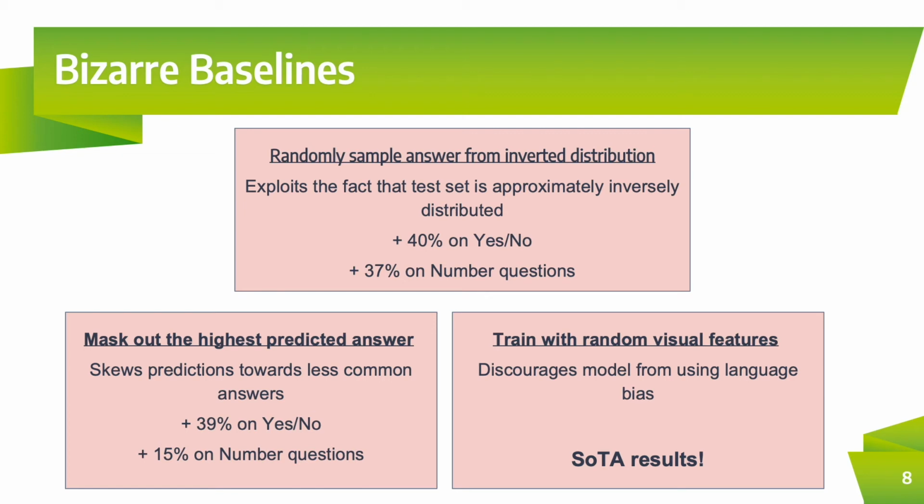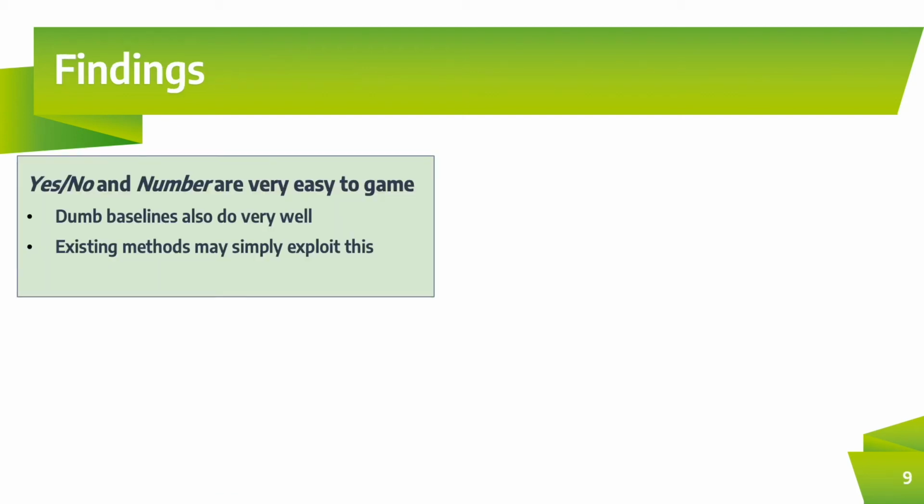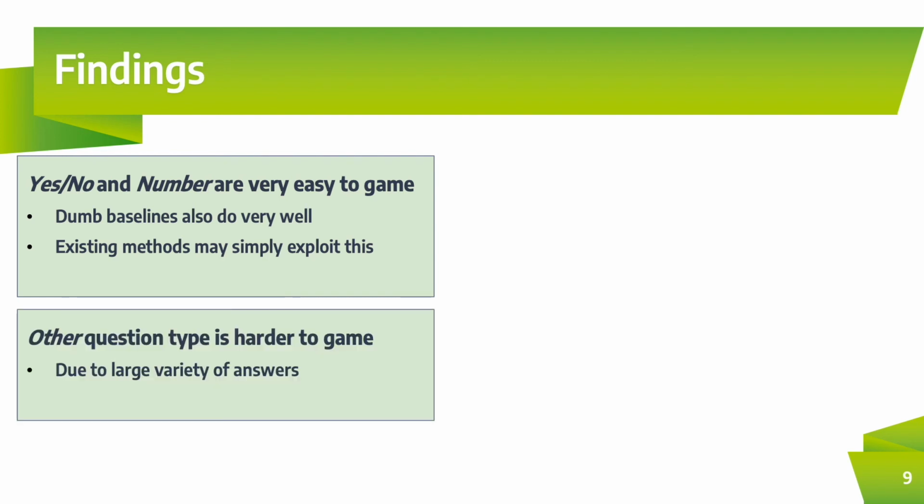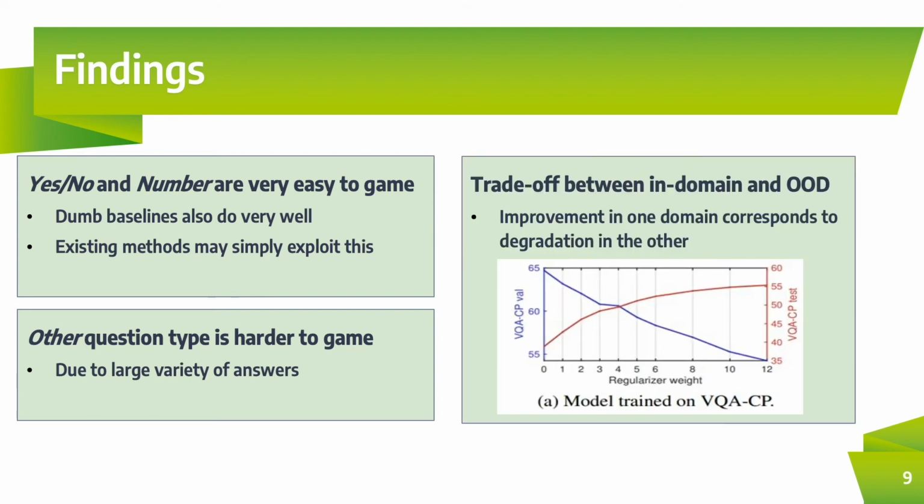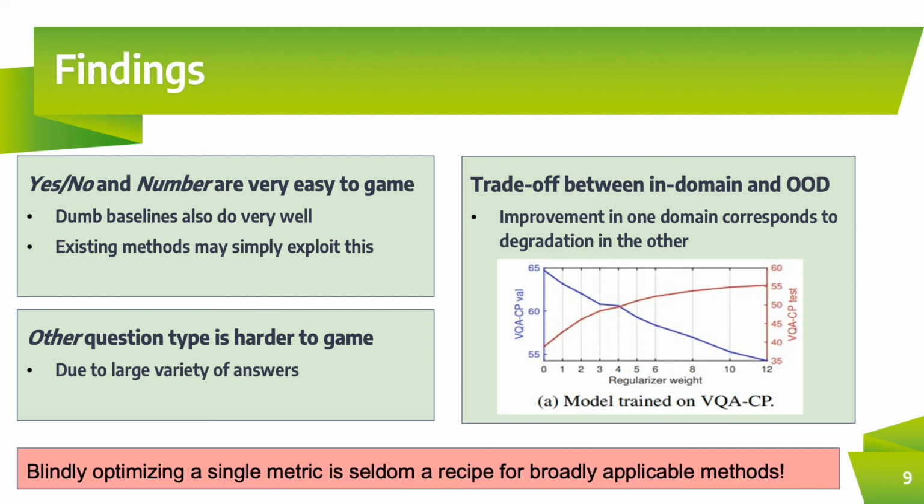Our experiments highlight a few key takeaways. Firstly, it shows that question types with limited answer space, such as yes, no, and numbers, are very easy to game. Other question types do not show this behavior, making them a much better candidate to test generalization. Finally, we find a clear trade-off between performance on outer distribution and in-domain data. By carefully selecting suitable hyperparameters, we can easily outperform state-of-the-art methods without doing anything useful. In conclusion, blindly optimizing a single metric is seldom a recipe for broadly applicable methods.